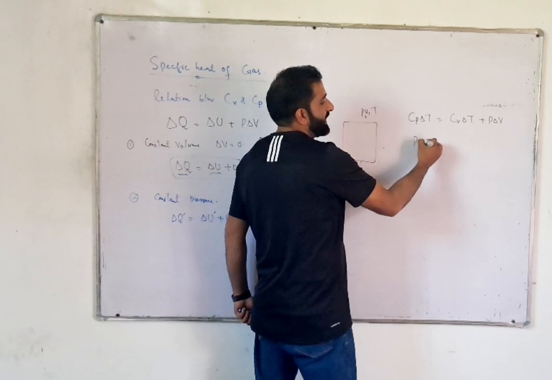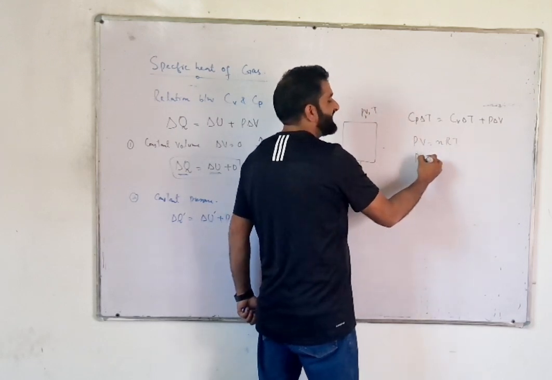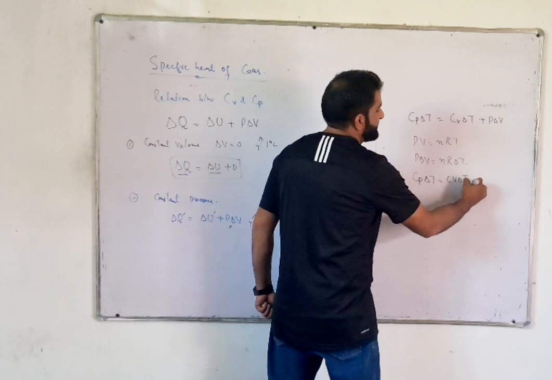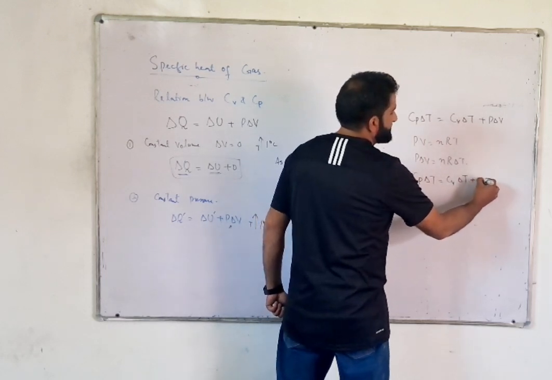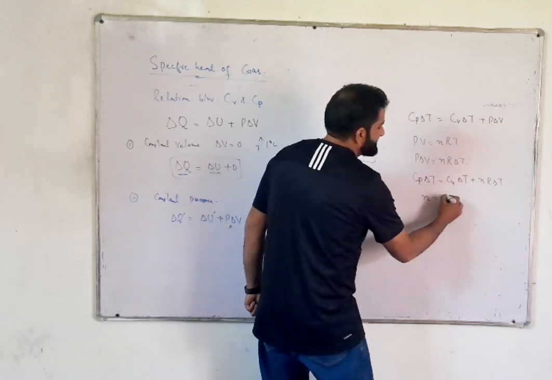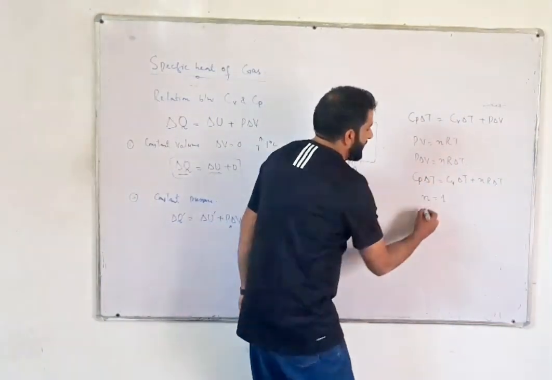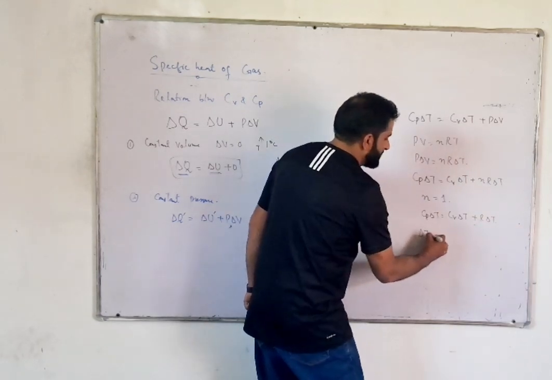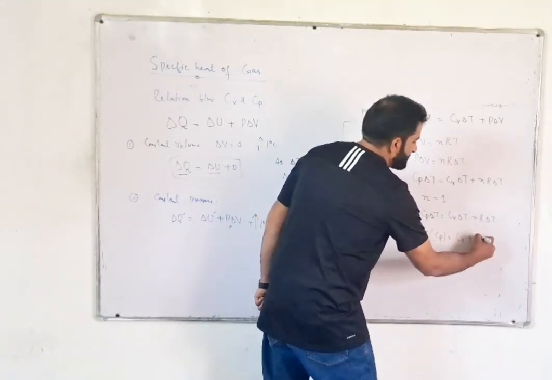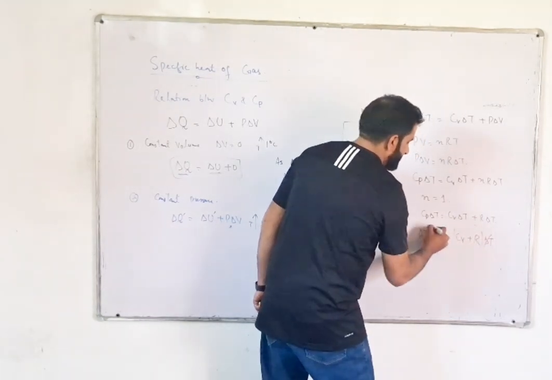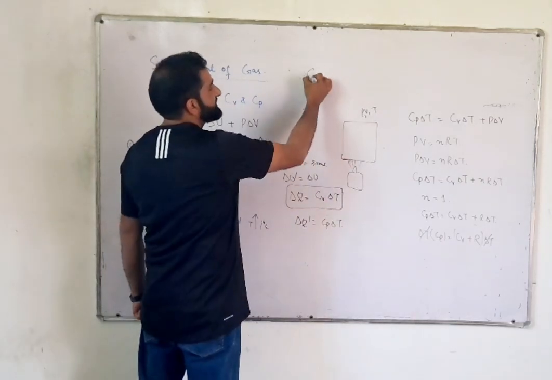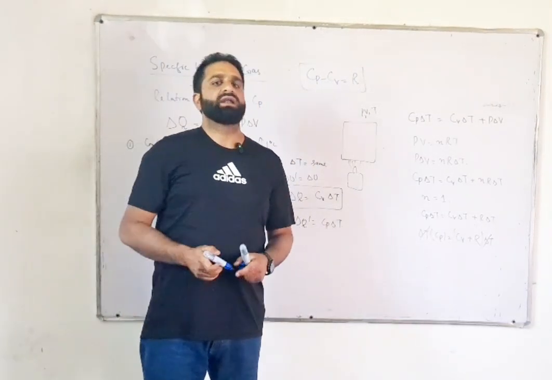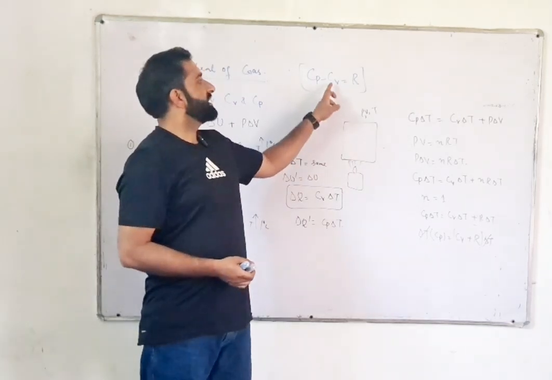From the ideal gas equation, we know that PV is equal to nRT. So we have P delta V is equal to nR delta T. Cp delta T is equal to Cv delta T plus nR delta T. If n is equal to 1 mole, we have Cp delta T is equal to Cv delta T plus R delta T. Taking delta T as common, we are left with Cp is equal to Cv plus R, as delta T and delta T cancel. That brings us to the conclusion that Cp minus Cv is equal to R. This is the relation between the specific heat at constant pressure and the specific heat at constant volume. That is, Cp minus Cv is equal to R.